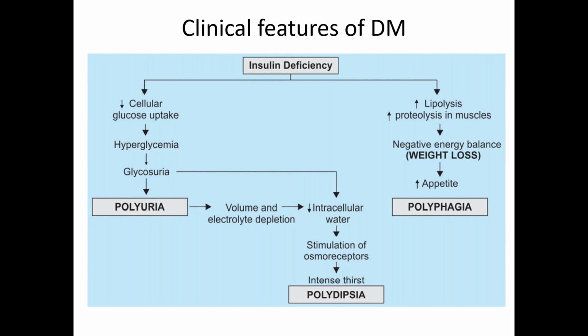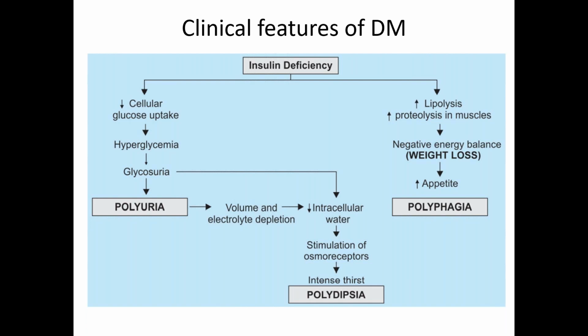And in hyperglycemia, in that condition, the body fluids draw for osmotic reasons. Intracellular water is drawn, and that stimulates osmoreceptors in the brain, and that will lead to intense thirst, that is polydipsia.